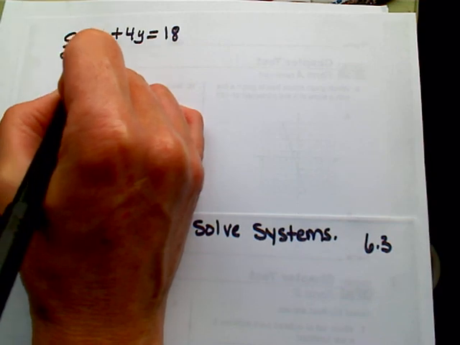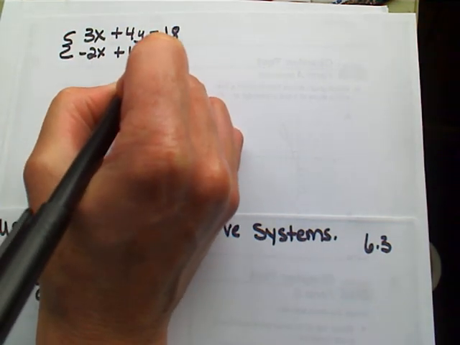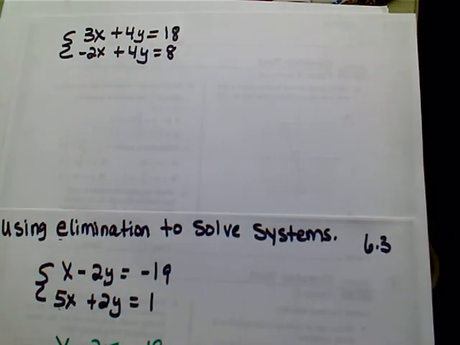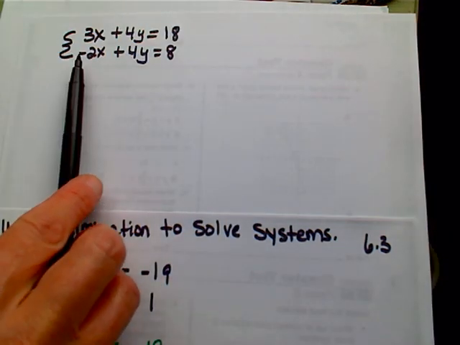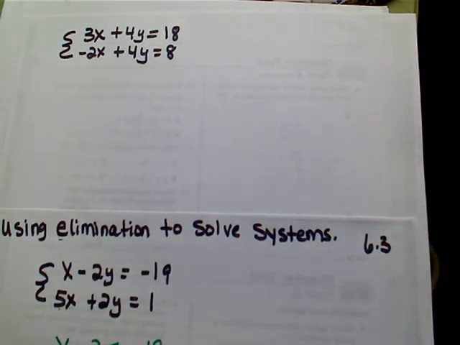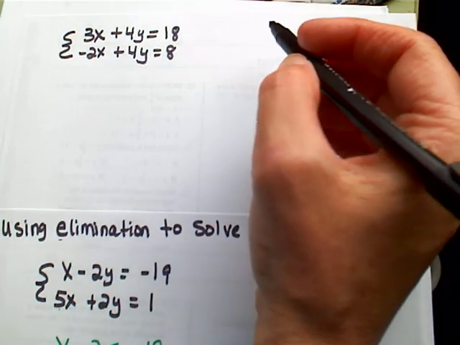And negative 2x plus 4y equals 8. Okay? So again, I get to pick and choose. I can eliminate the x variable or I can eliminate the y variable. And remember, I should have said this at the beginning of the video. When you are doing elimination, you should have it set up in the standard form.